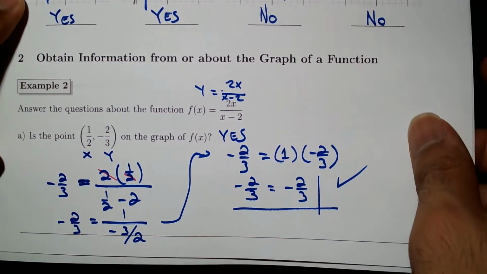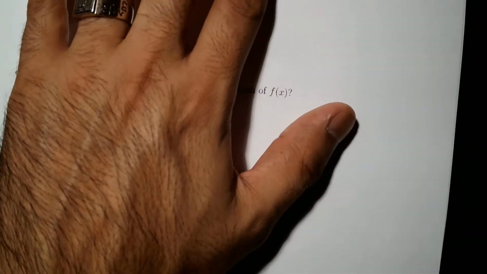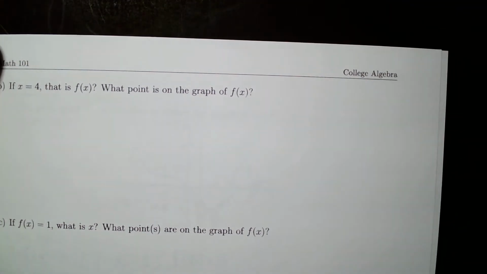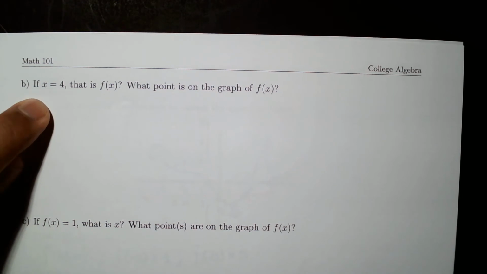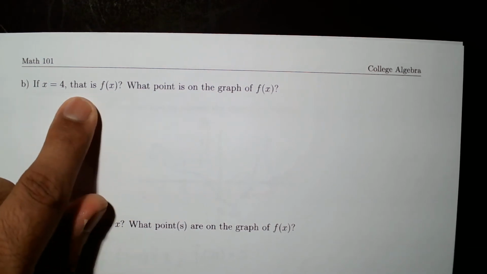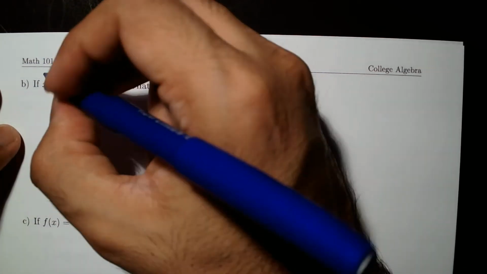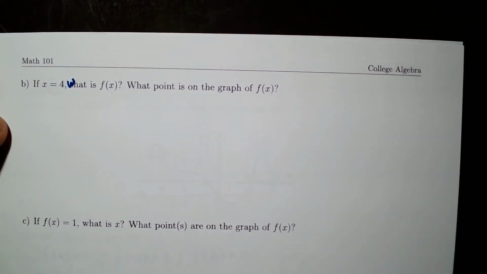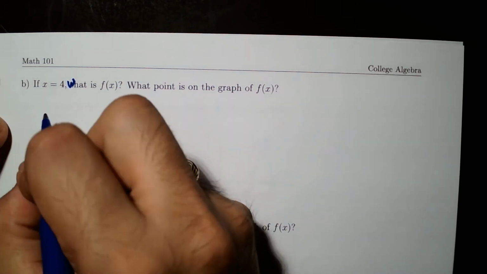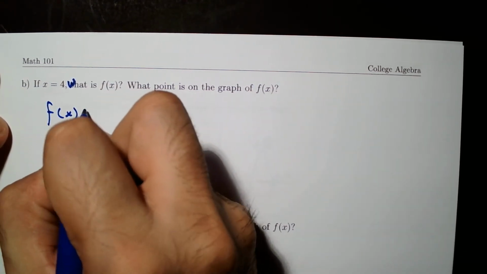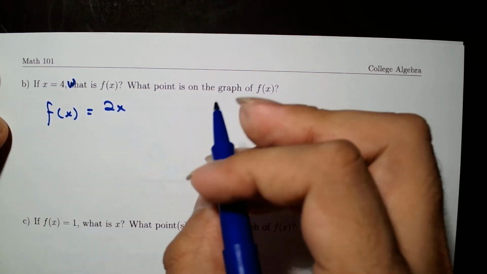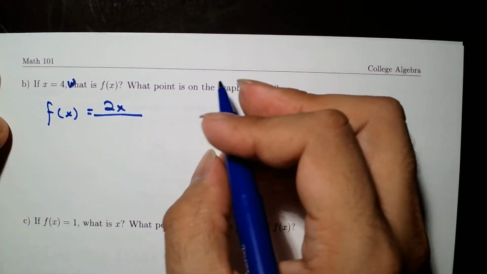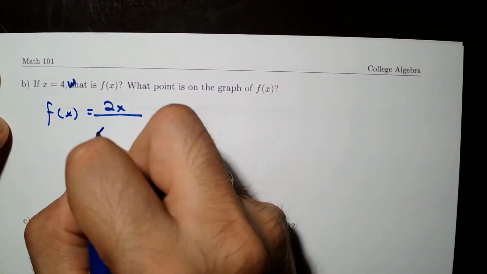Alright. The question for part B, if x equals 4, what is, actually there's a little typo, what is f of x? And then what is the point on the graph of f? So we're going to start with the function f of x equals 2x over x minus 2.